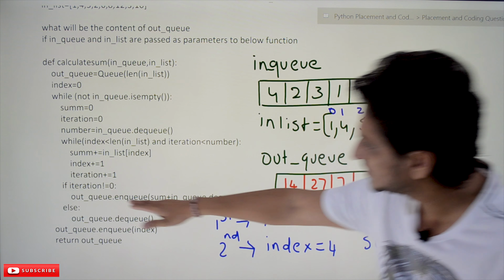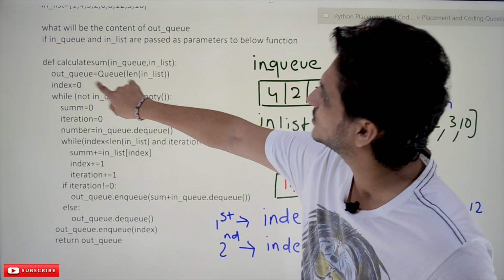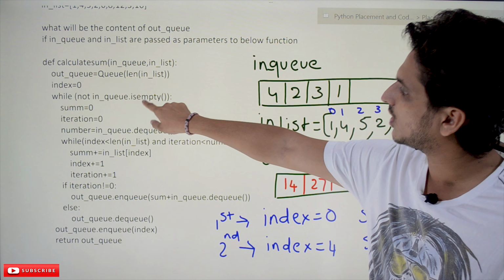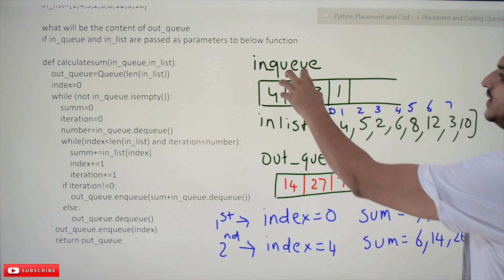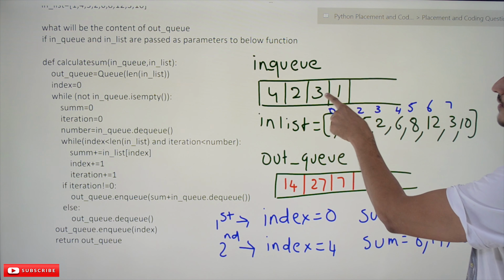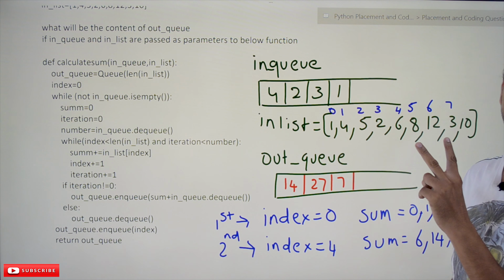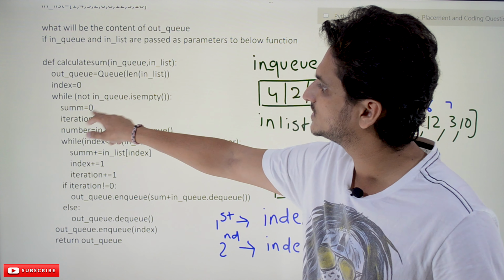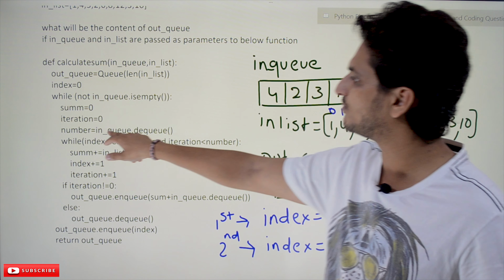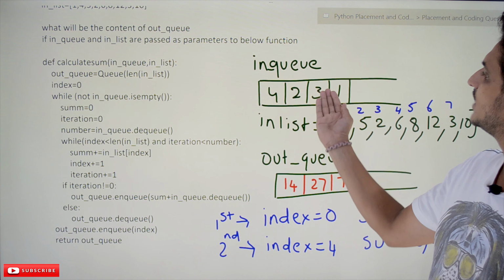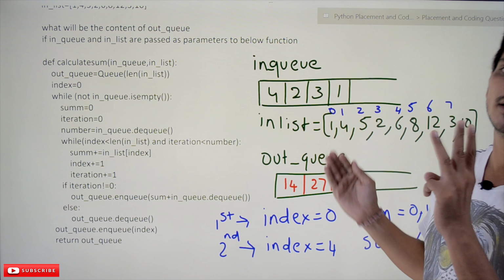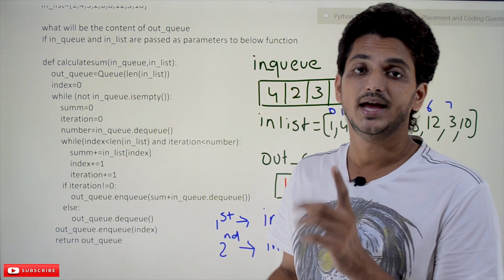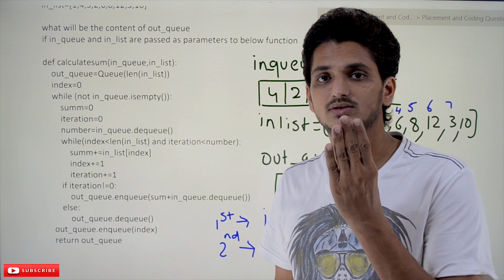Okay, after executing this if else statement, again it is going to check the while not in q dot is empty. Yes, only 2 elements are dequed. How many elements left? 2 elements left. Again it will come into the loop. Sum is equal to 0, iteration is equal to 0, number is equal to, when you deque the number, what's the number you will get? 3 value will be saved in the number, but index is still same. Index stops at 4th index value.